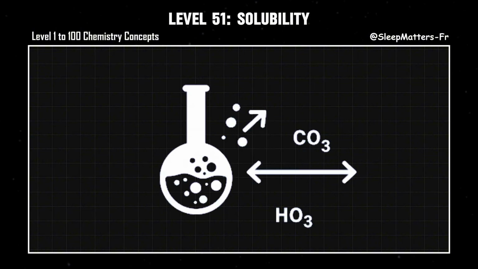Level 51. Solubility. Solubility is the quiet secret that decides whether a substance can disappear into another. It is not just about mixing. It is about a relationship between two substances where one can become a part of the other. But not everything can be dissolved. Not every solid can vanish in a liquid.